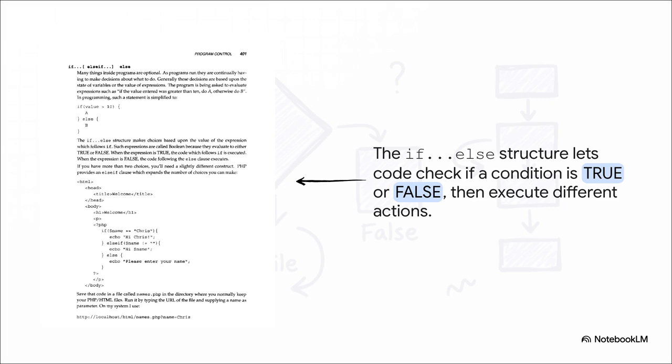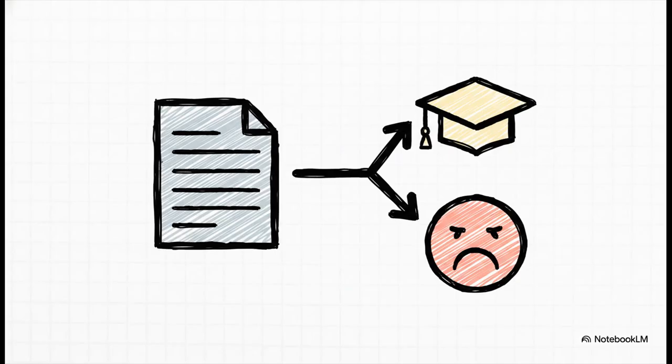And here we can see exactly how that works in the code itself. The program looks at a condition. That's the bit right there in the parentheses. If that condition turns out to be true, it runs the first block of code. But if it's false, it completely skips that first block and jumps down to run the code in the else part. It's always one or the other. It can't be both.